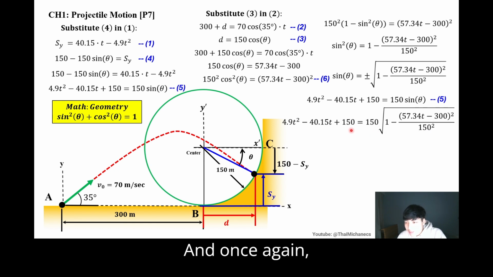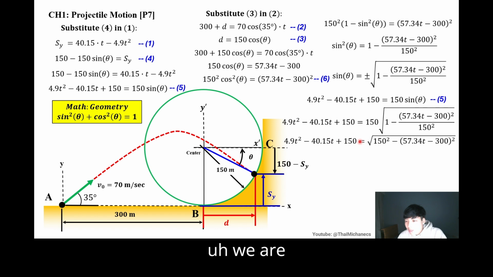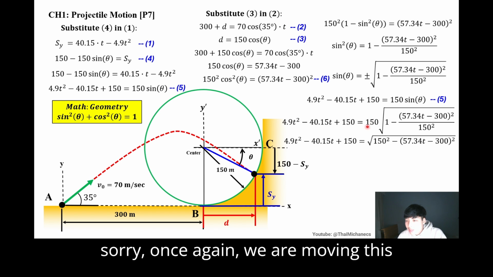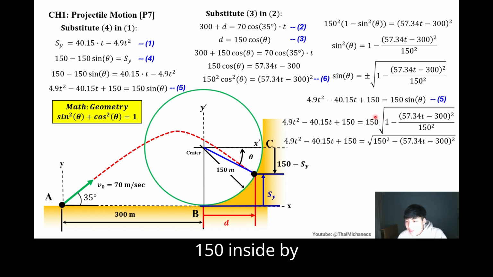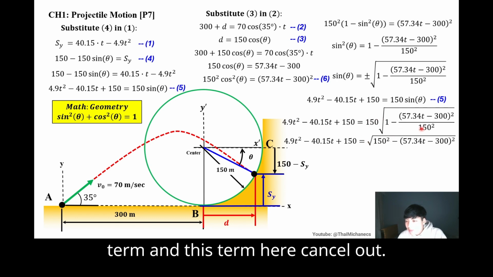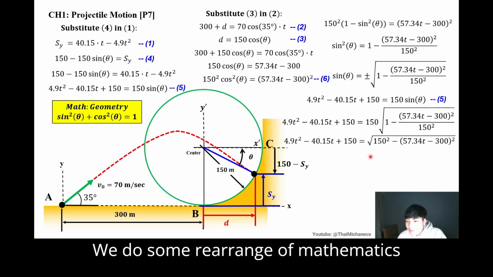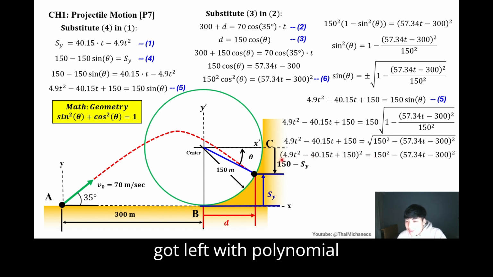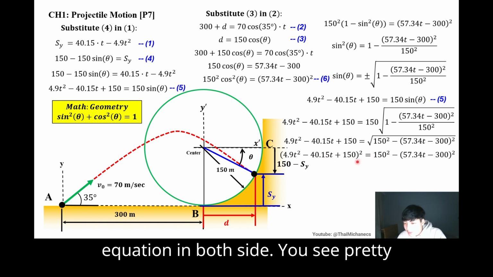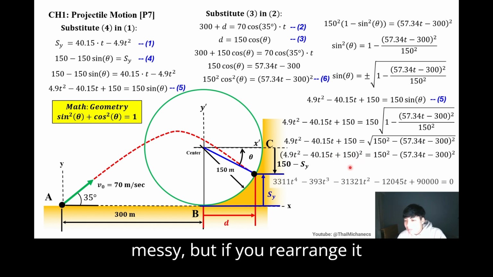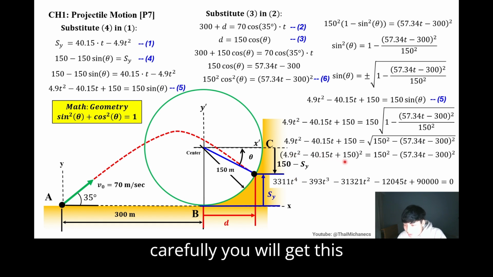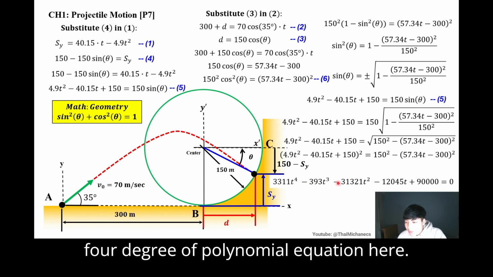Once again we move this 150 inside by squaring. This term and this term here cancel out. We do some rearranging of the mathematics. We are left with a polynomial equation on both sides. It seems pretty messy, but if you rearrange it carefully, you will get this fourth-degree polynomial equation here.